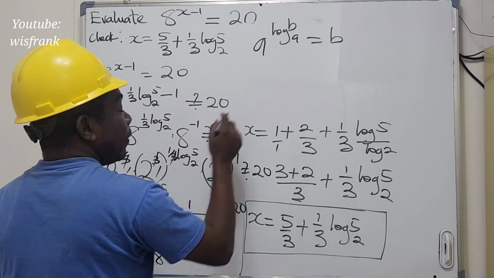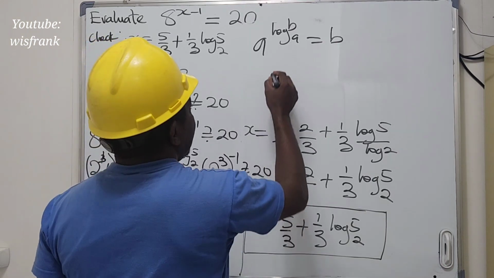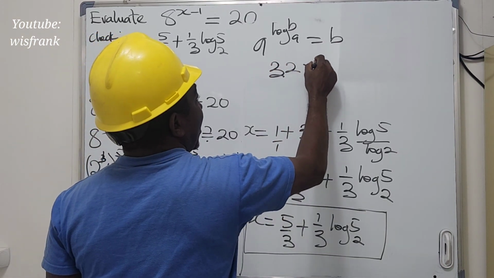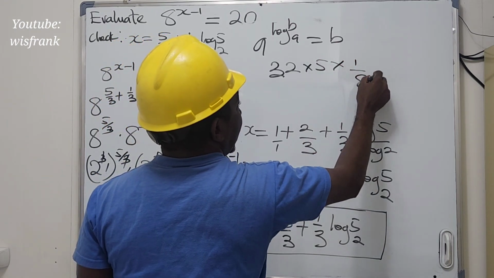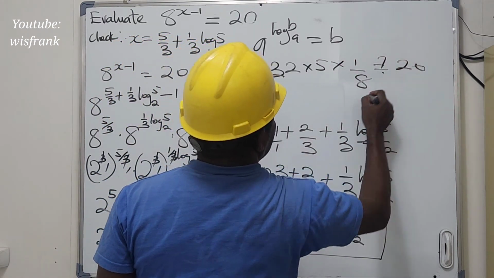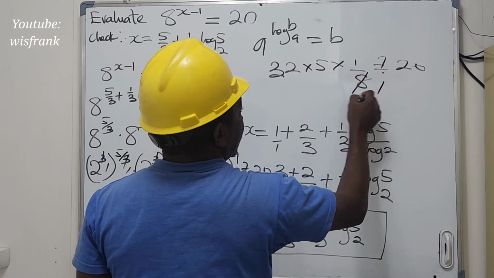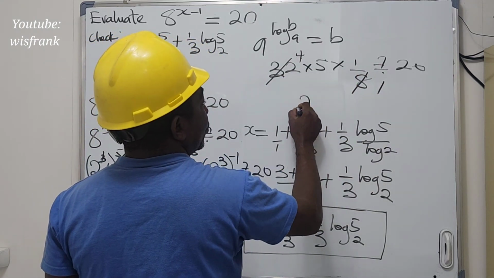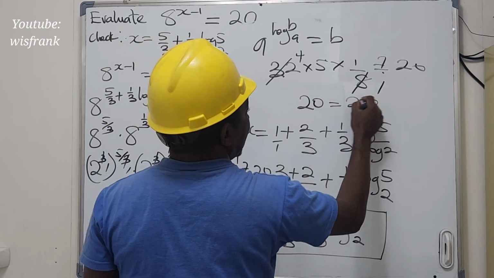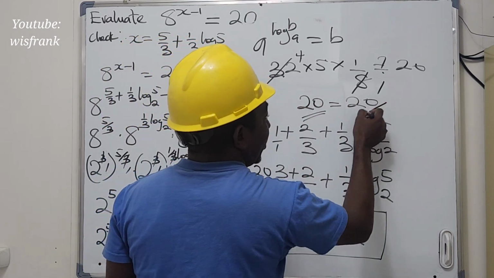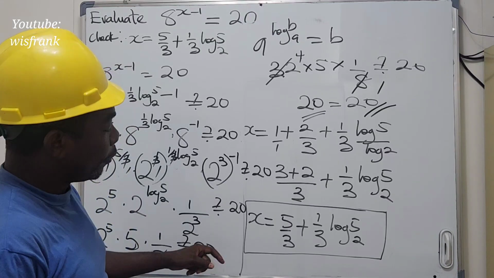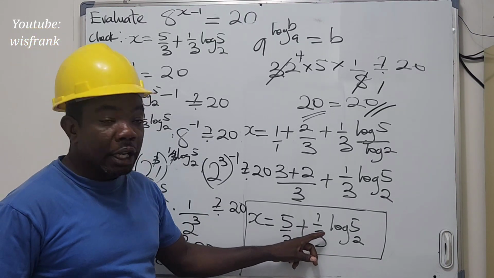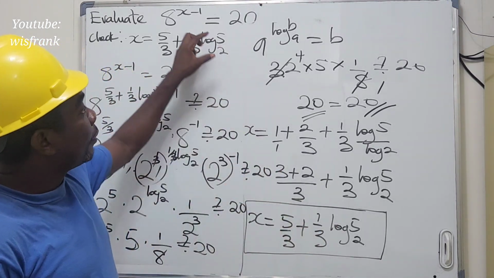We know that 2 to the power of 5 is the same thing as 32. Then we have times 5 times 1 all over 8. Will this equal 20? We can see that 8 will cancel here, leaving 4. Then we have 4 times 5, which is 20, equals 20. We have on the left hand side 20 and on the right hand side 20. Therefore, our value of x equals 5 over 3 plus 1 over 3 log 5 base 2 satisfies this expression.